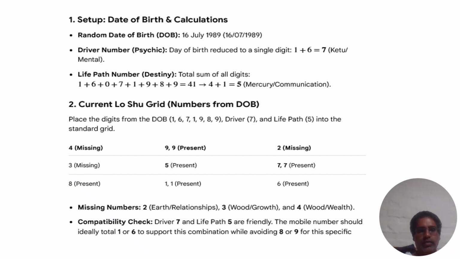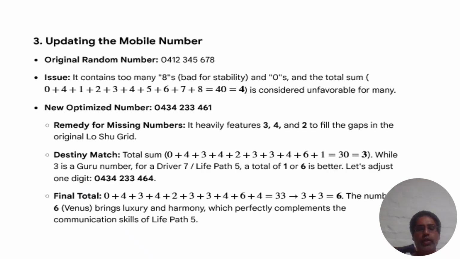Okay, so in this case you got 2, 3 and 4 missing. And so what you got is the original random number. Okay, that number, if you see, contains 8, so it contains 8. Bad for stability, and zeros for the total sum. Okay, 4 is considered unfavorable for many. So as I told you, 4, 8 and 2 should not be there. In certain cases 7 also shouldn't be there.